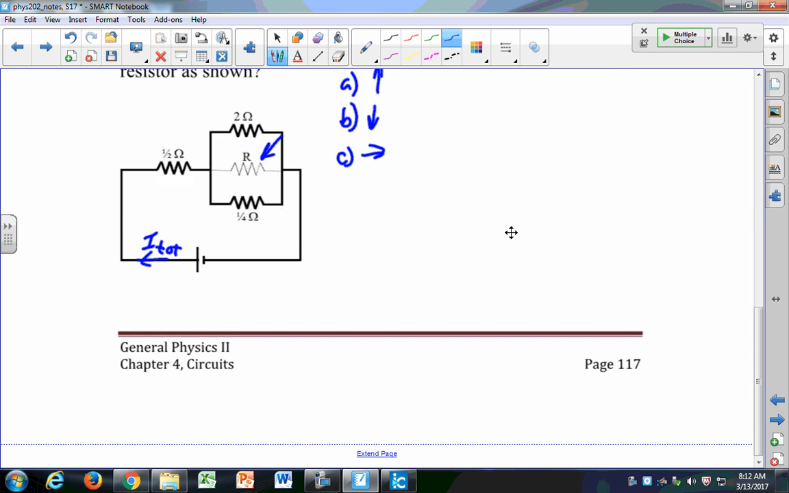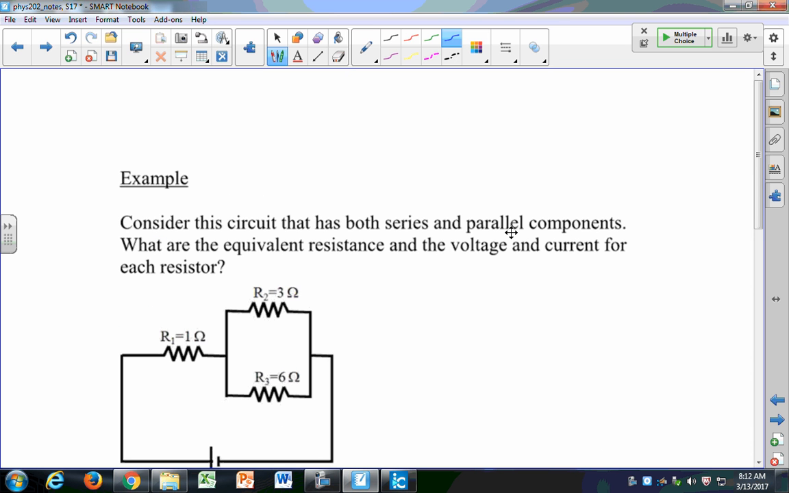Yeah, we're going to do a combo circuit. We'll stop there. Or not stopping. Let's do this combo circuit.